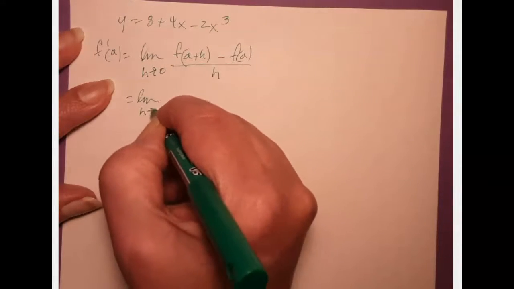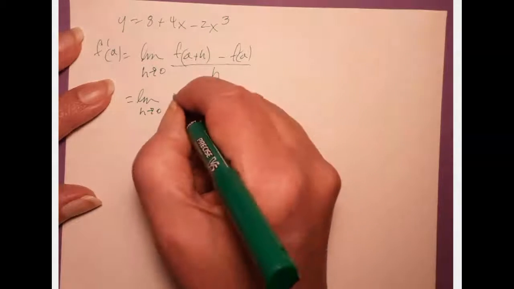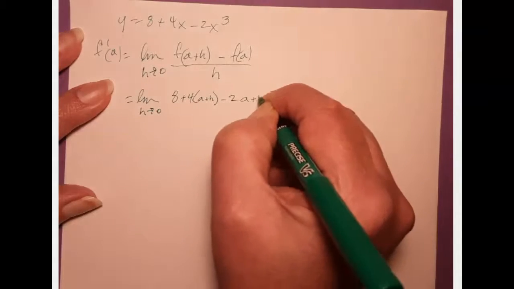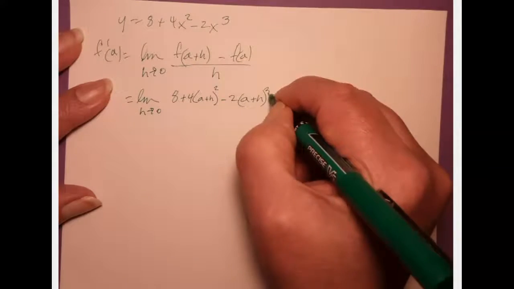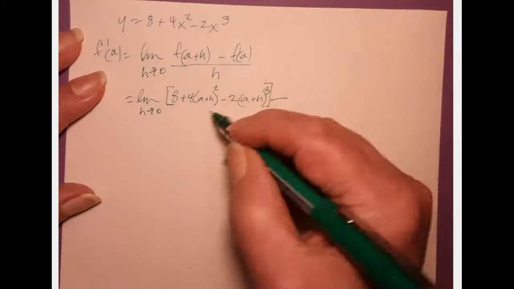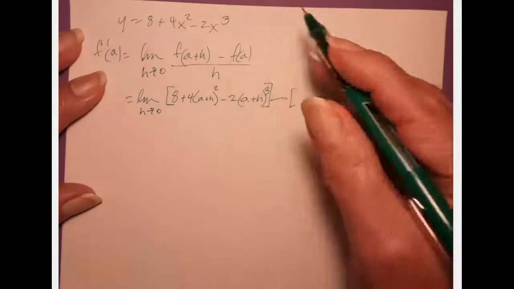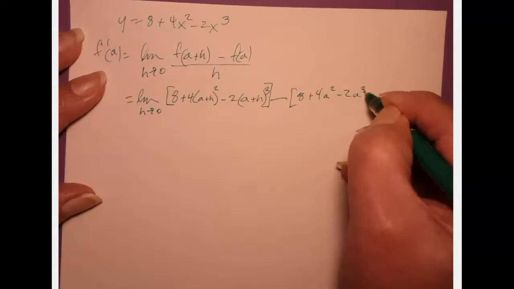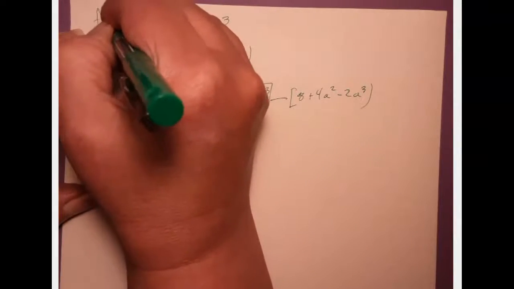Limit as h goes to 0. Everywhere I see an x here, I'm going to put an a plus h. So I have 8 plus 4 times a plus h squared minus 2 times a plus h. This should be a squared, I left off, cubed, minus, now I put this in brackets or parentheses to emphasize that this is the first part. I finished that first part, minus, I need the parentheses or brackets here. So this will be 8 plus 4a squared minus 2a cubed. This says f of a, that means go back to my f of x equation, and that's what y is.